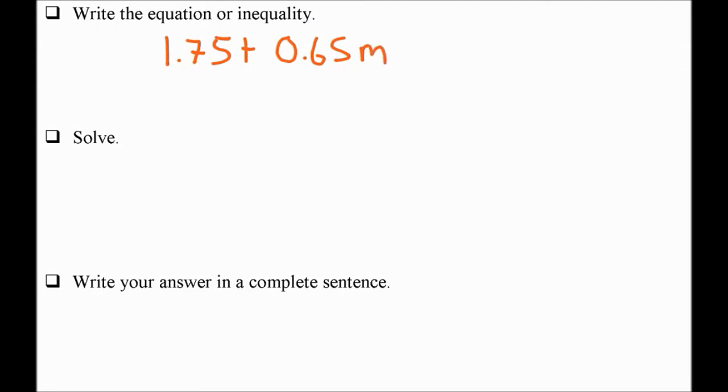So what is this telling me? It's telling me that I have to pay $1.75 flat rate. So just basically for me getting into the cab, I have to pay this $1.75. But then I have to pay $0.65 for every mile. So if I travel 2 miles, I'll be paying $1.75 plus 2 times 0.65. If I travel 3 miles, I'm going to pay $1.75 plus 3 times 0.65. I hope that sort of makes sense to you at this point.